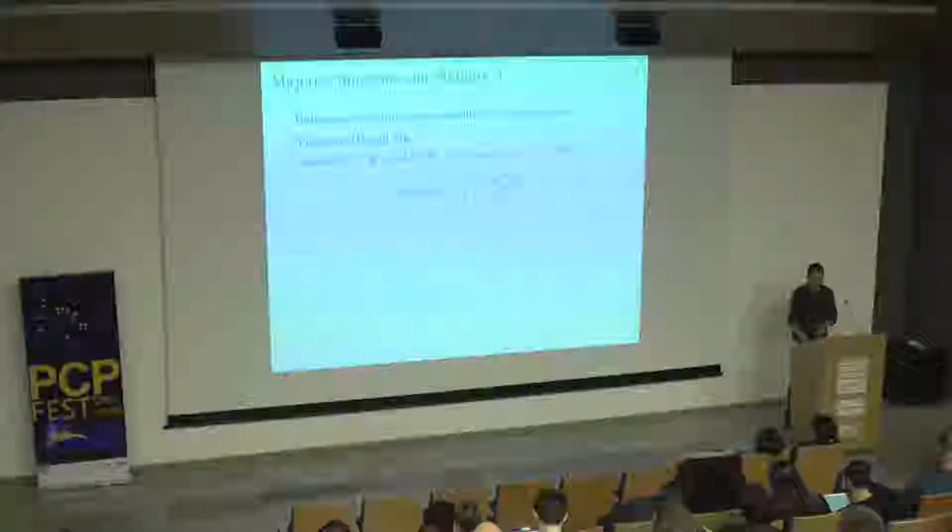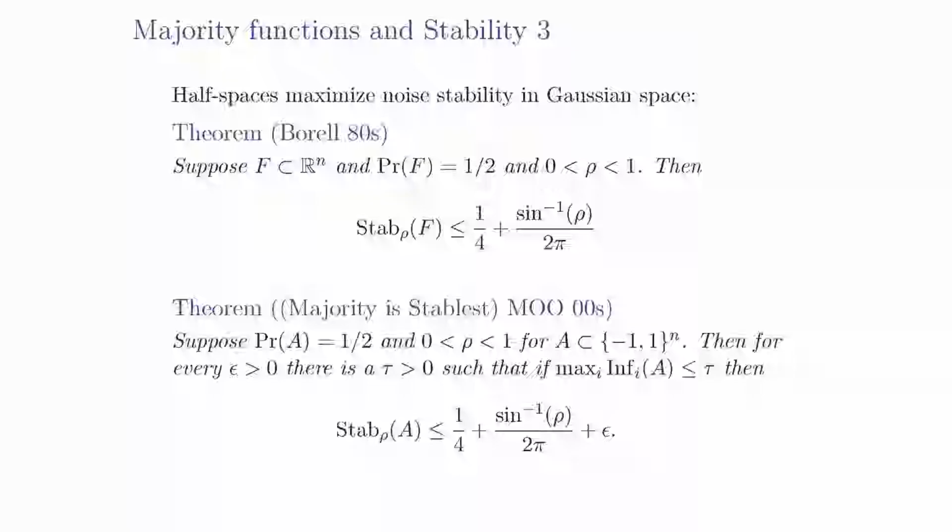And this result is due to Borell. The result that's derived from that, with O'Donnell and Oleszkiewicz, is, okay, this is a lot of quantifiers, so let's say what it is. If we look at the discrete cube, and we look at a set of measure 1/2, and all of the influences of the set are less than tau, where tau is some small number, then the stability of the set is less than this expression, 1/4 plus arc sine rho over 2 pi plus epsilon, where epsilon goes to 0 as tau goes to 0.